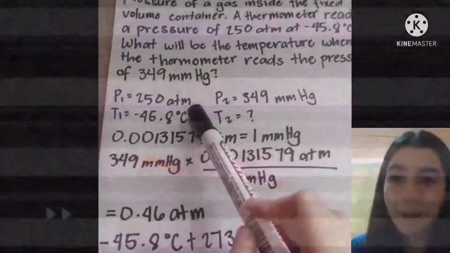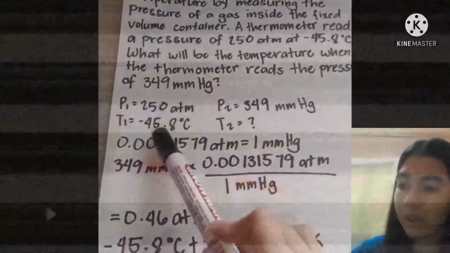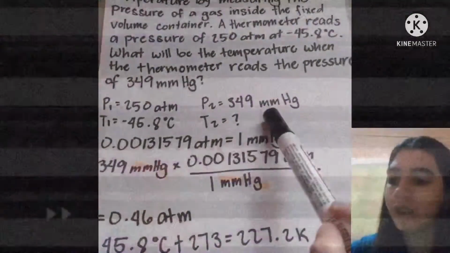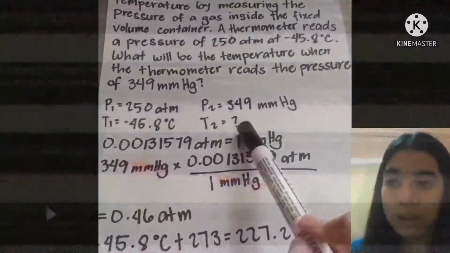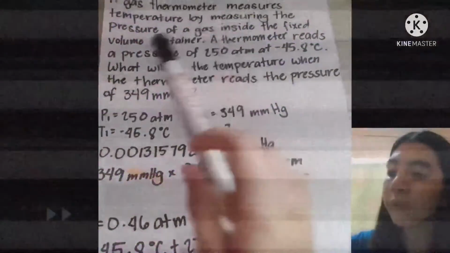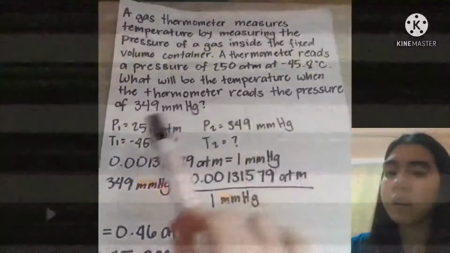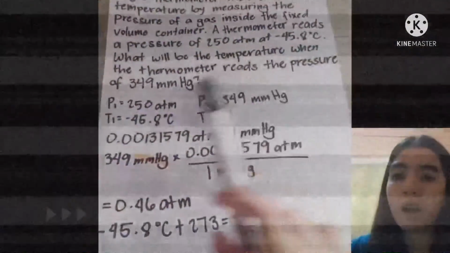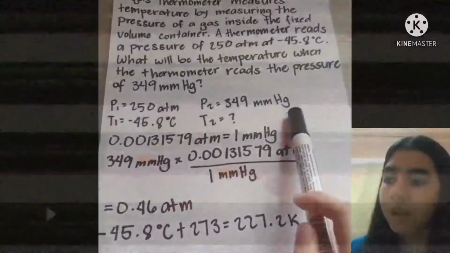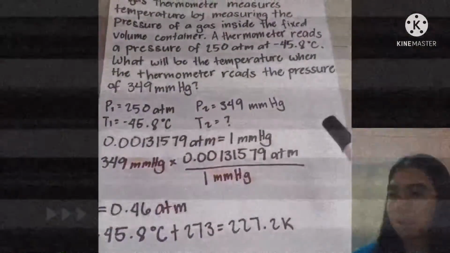So, ang ating initial pressure ay 250 atm and ang ating initial temperature ay negative 45.8 degrees Celsius. Ang ating final pressure ay 349 mmHg at ang ating final temperature ay nawawala. Because according to the problem, what will be the temperature when the thermometer reads the pressure of 349 mmHg? Did you notice magkaiba yung unit ng ating pressure? So, kapag magkaiba, kailangan nating i-convert. Hindi pwedeng magkaiba sila. Dapat isang unit lang.